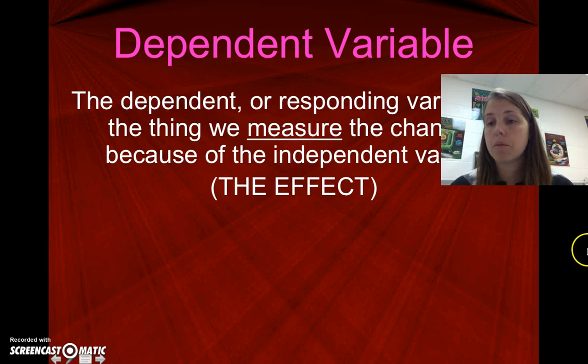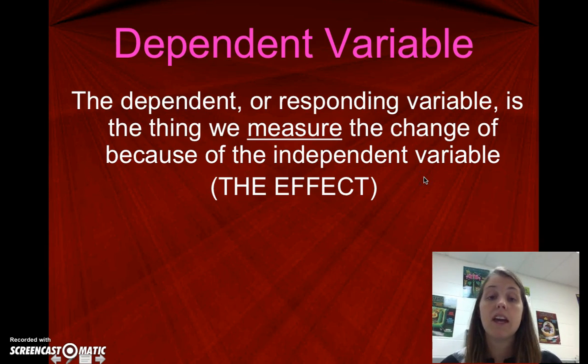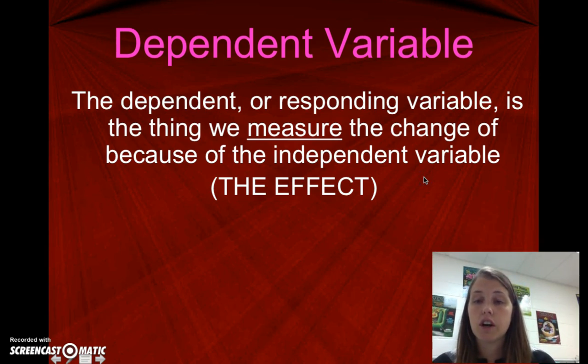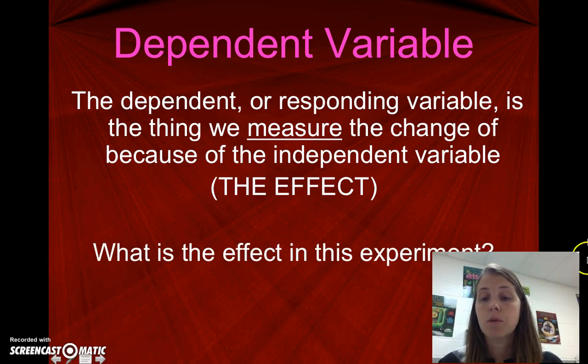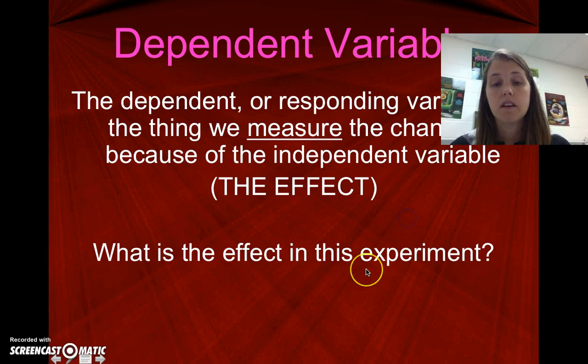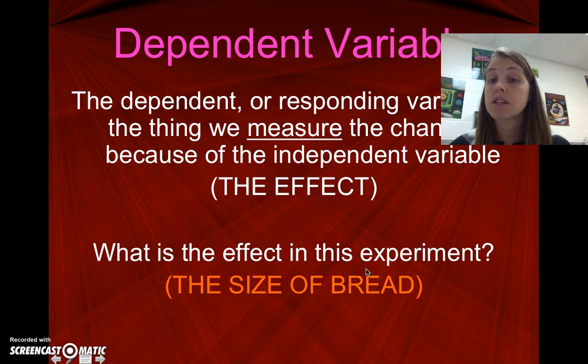So the dependent variable. The dependent variable is the effect. It's the thing we measure the change of because of the independent variable. So the cause will make the dependent variable change in some way, and we measure that change, usually with a tool or instrument. So what is the effect in this experiment? The size of the bread. That's what we're measuring. How big is the bread going to be? And how big is the bread going to be because of how much sugar we put in it? And remember, the amount of sugar was the cause.